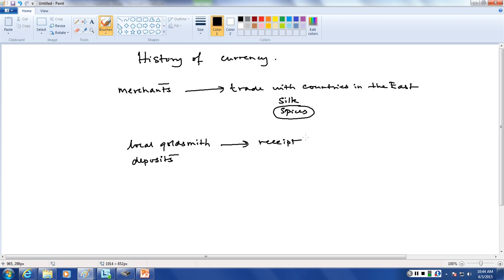But this is how it worked. When he arrived in India, he could, in fact, buy spices using that goldsmith receipt. He could simply give that goldsmith receipt to the merchant at that end. And the merchant at that end in India would happily accept that piece of paper, knowing full well that it was backed by gold lying with that goldsmith in Europe.